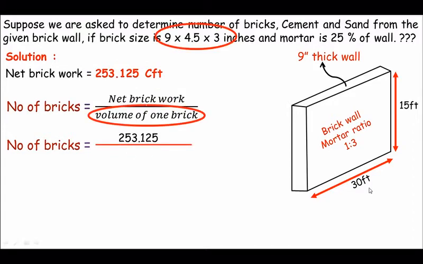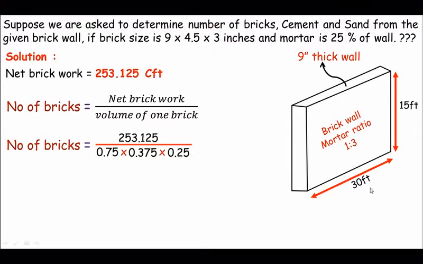The size of the brick is known, so its volume must be 9 times 4.5 times 3 inches. But this is in inches, so we have to convert these into feet. 9 inches is 0.75 feet, 4.5 inches is 0.375 feet, and 3 inches is 0.25 feet. We get the number of bricks equals 3600 numbers.